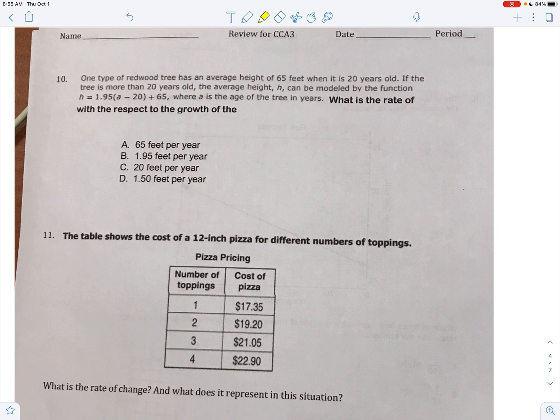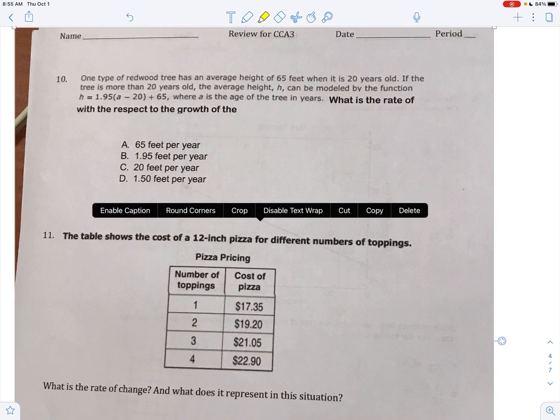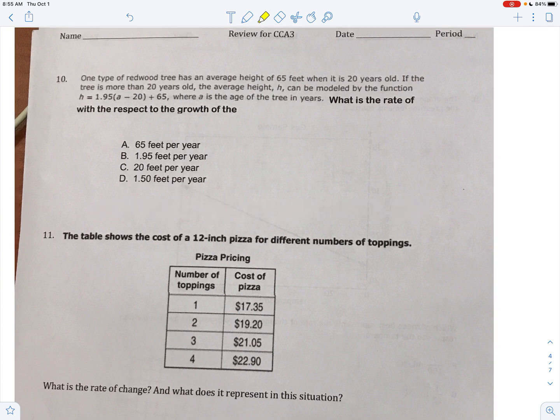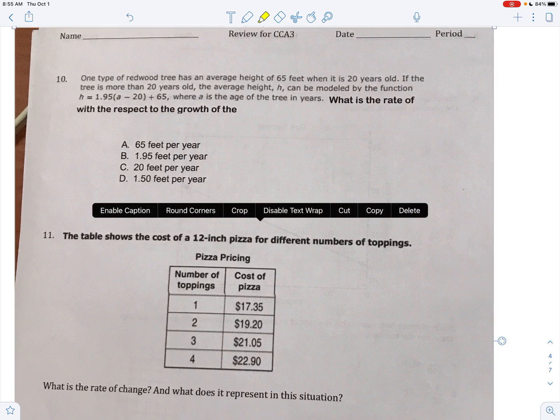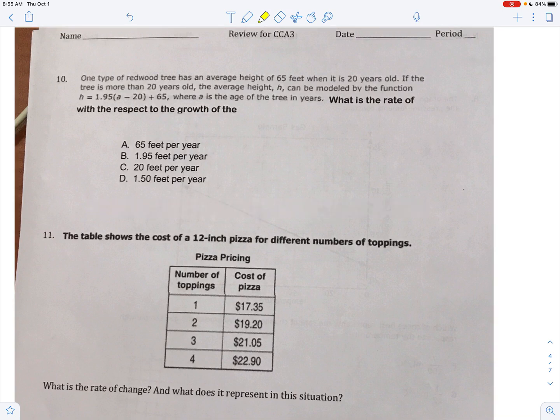Number 10. One type of redwood tree has an average height of 65 feet when it is 20 years old. If the tree is more than 20 years old, the average height can be modeled by the function h equals 1.95 times a minus 20 plus 65, where a is the age of the tree in years. What is the rate of change with respect to the growth? This is saying rate of change, slope.